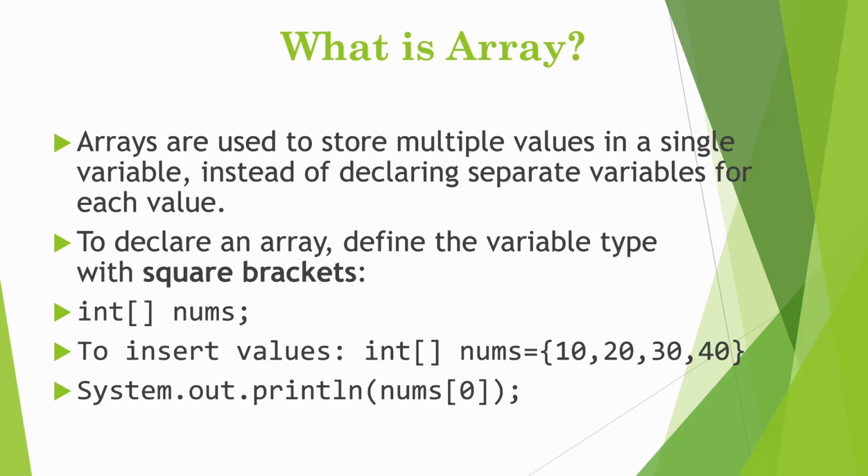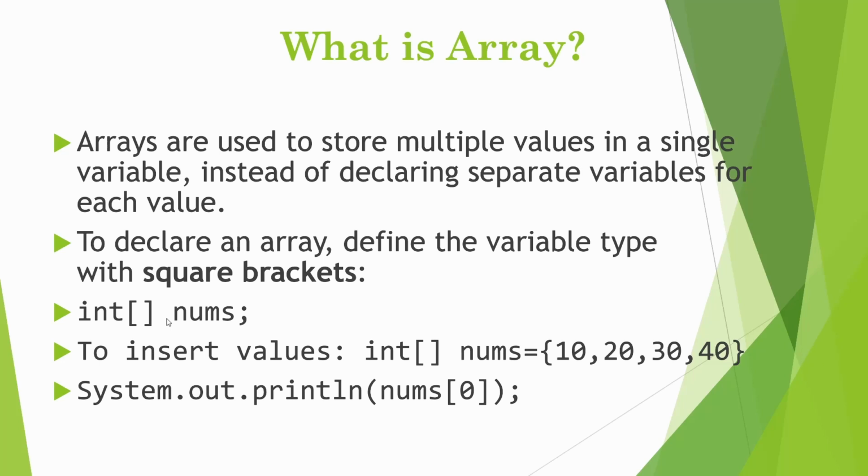Arrays are used to store multiple values in a single variable. Now, in this example, we'll see int array nums. So this nums can store up to 500 values, and I do not have to have separate variables for each value. To declare an array, define the variable type with square brackets.